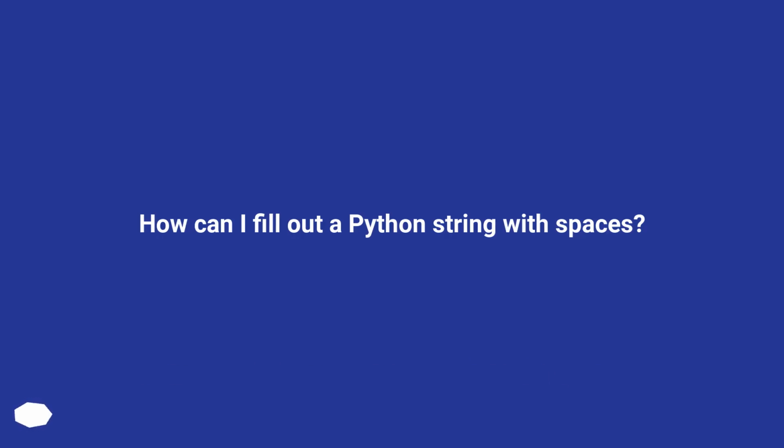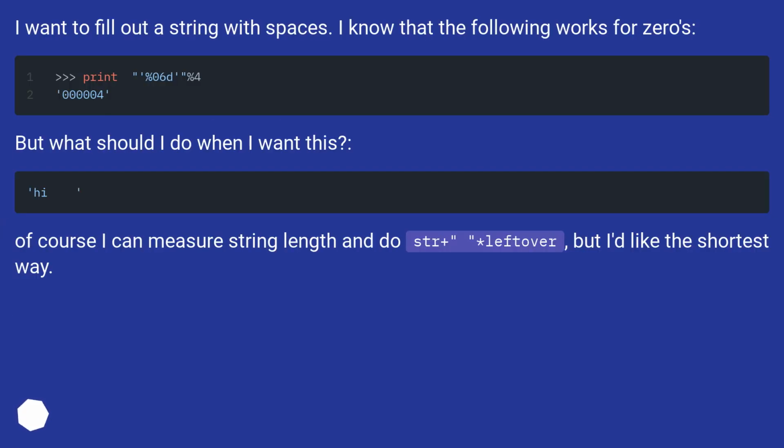How can I fill out a Python string with spaces? I want to fill out a string with spaces. I know that the following works for zeros. But what should I do when I want this? Of course I can measure string length and do str plus leftover, but I'd like the shortest way.